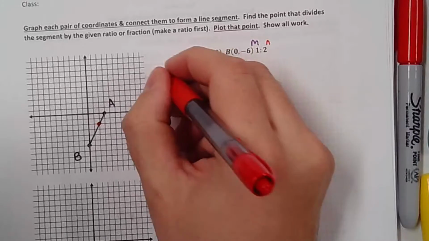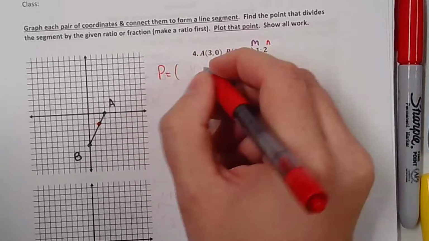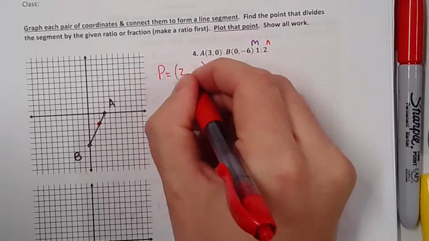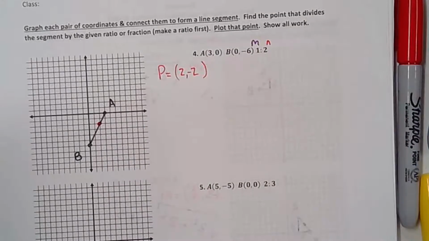So it looks like our point P, not the midpoint, should be 2, negative 2. Is that what you got? Okay, cool. So we can check it visually. Sometimes you can't do that. Sometimes the points are really gross. When you divide stuff strangely, you might get something really crazy.